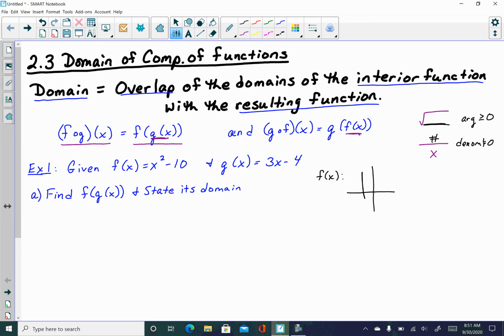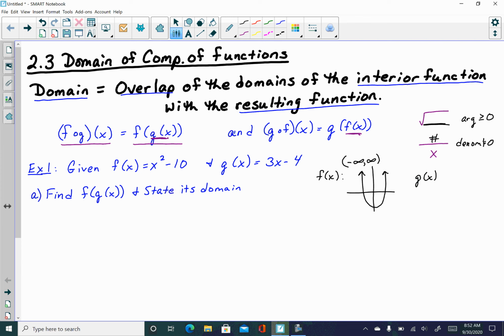You would find that it looks something like this. So you've got a parabola here. We'll talk more about parabolas later on in this unit. But what we can see from this graph is that it goes up and to the left forever, and it goes up and to the right forever. So since it's going left and right forever, we know the domain of f of x is negative infinity to positive infinity.